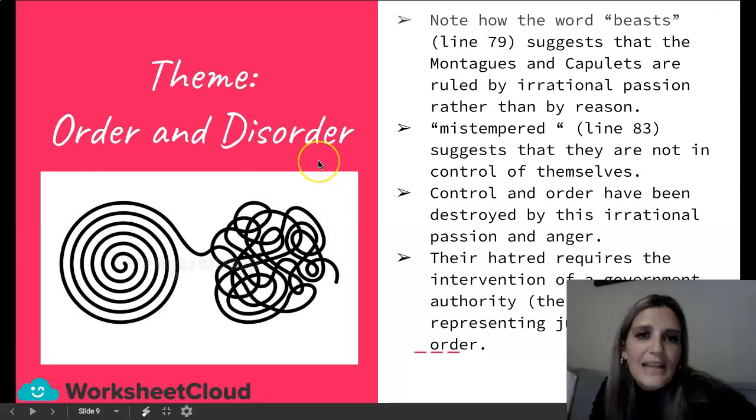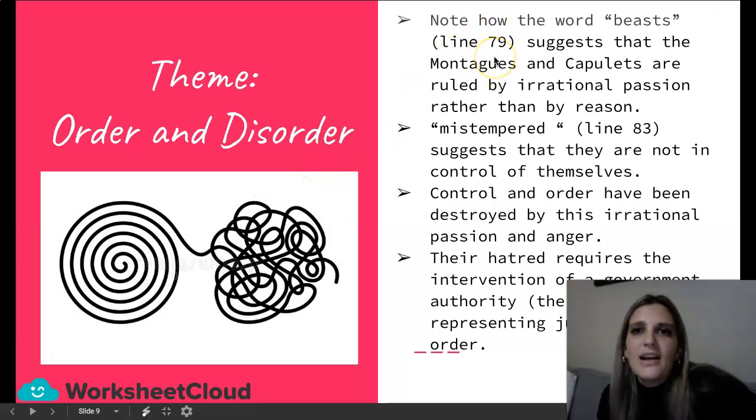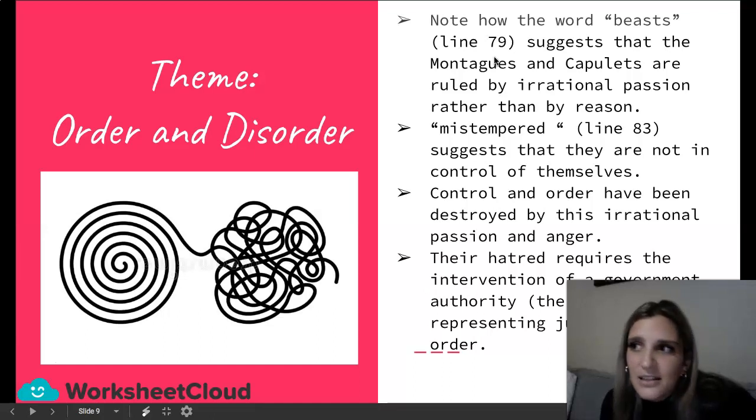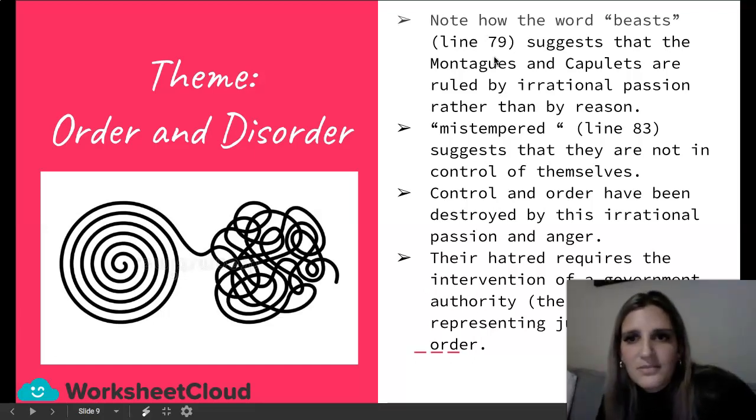There's order and disorder. Note how the word beasts in line 79, I think I've got a little extract for you a bit later, suggests that the Montagues and Capulets are ruled by irrational passion rather than reason. It's so reasonable to say this is not worth fighting and someone getting hurt or killed. But they don't care. They just carry on and cause chaos.